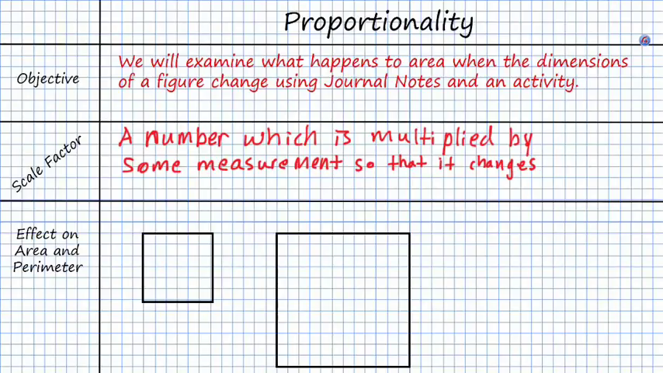And we can have a scale factor that will influence one side of a figure, or all sides of the figure. Most of the time it's going to be all sides of a figure. So its effect on area and perimeter depends on how we use it, right? For instance, this square has a side of 6 and another side of 6. Then we take this and we multiply it by a scale factor of 2.